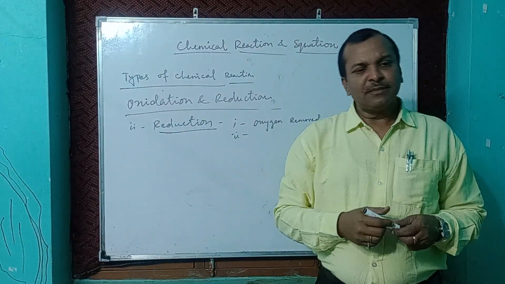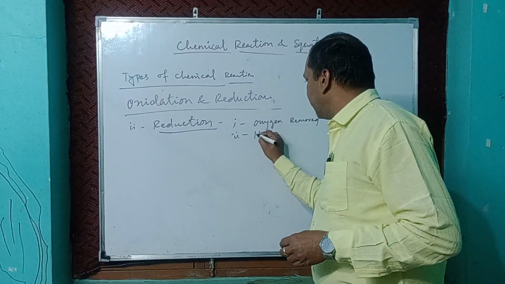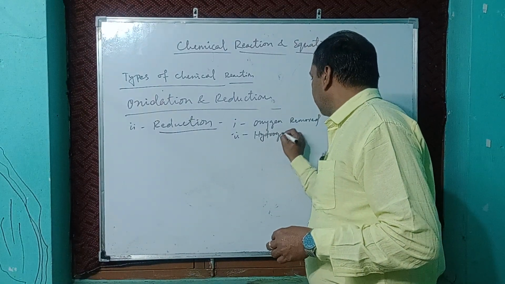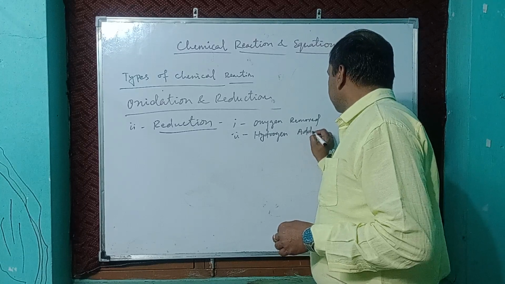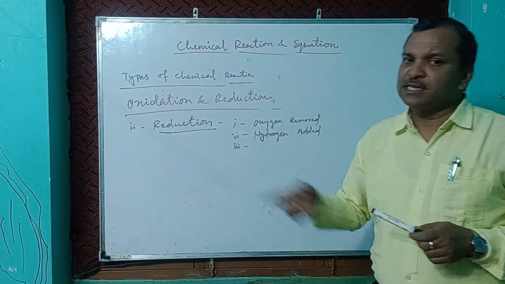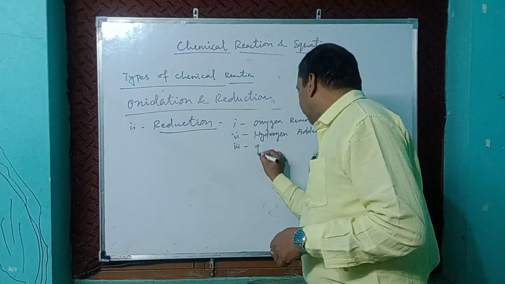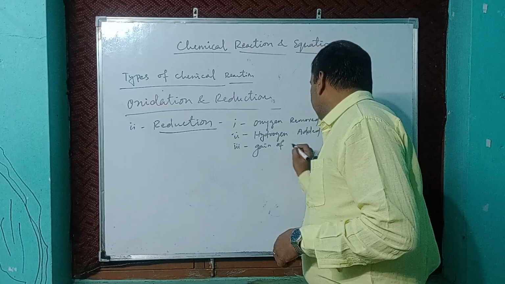Remember the second one: hydrogen is lost in oxidation. Hydrogen removed there; here hydrogen is added. Third one, the loss of electron is there in oxidation; here, gain of electron.